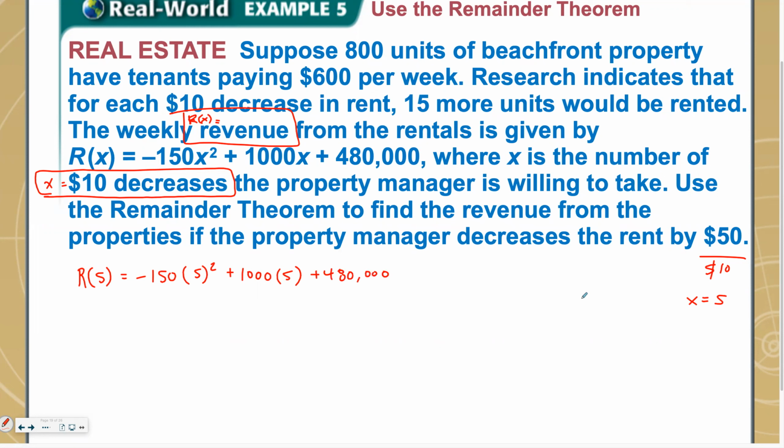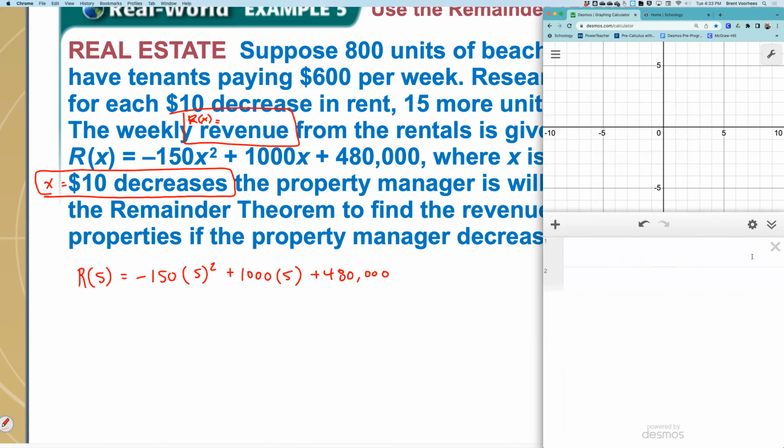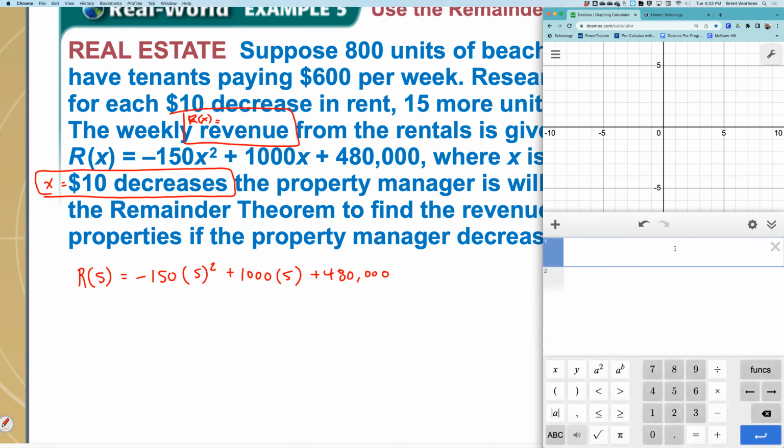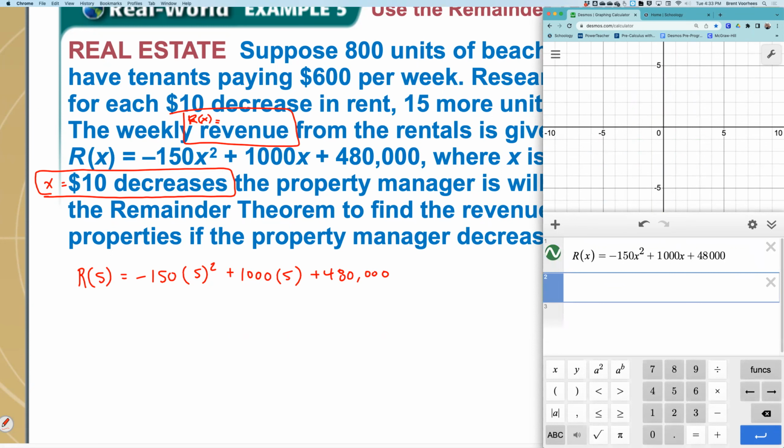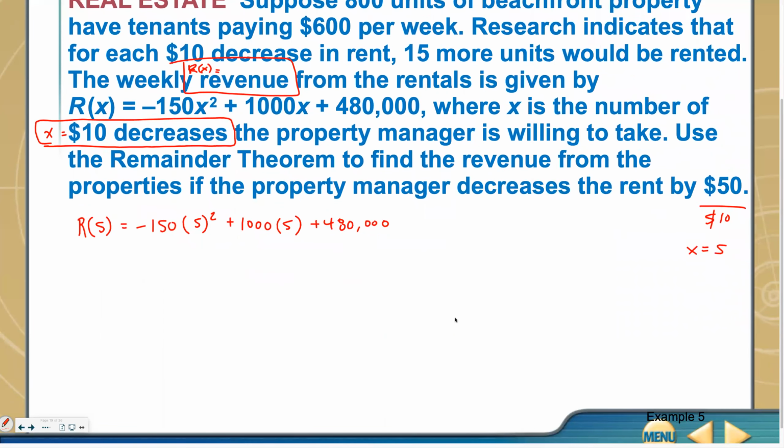And so we could type this into the calculator. Let me pull up the calculator now, and we'll type this in. Let's see what we come up with. So R of X equals -150 X squared, and I'm typing it in with x's, and I'll show you why in a second, plus 48,000. And what we were interested in is R of 5. That's the value we should get. Now, if we do synthetic, we'll get that same value. So I'm now going to do synthetic.